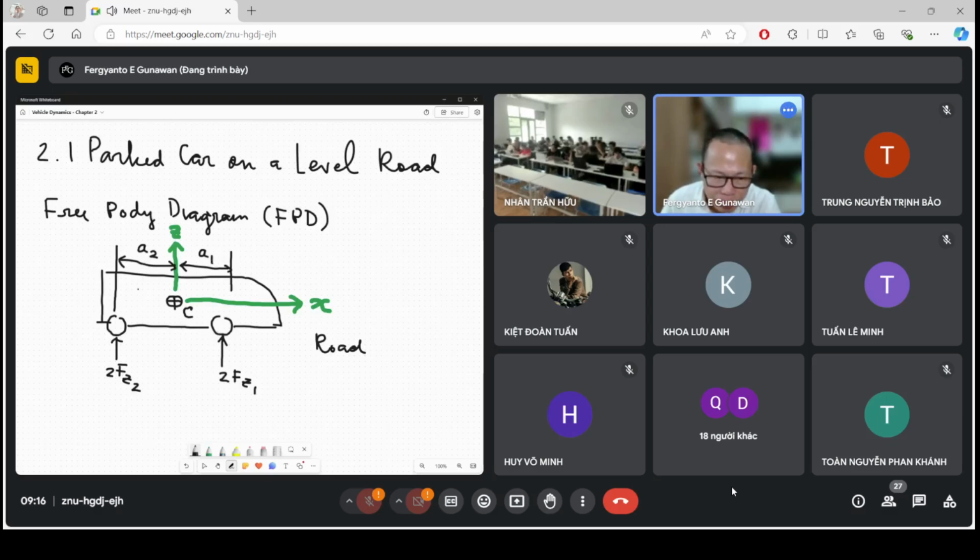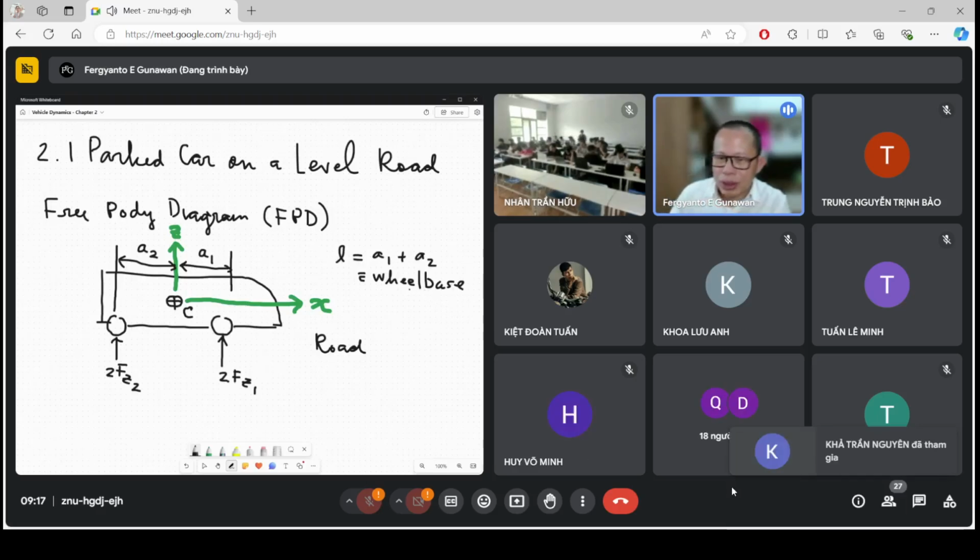And the total length, we are going to say L is A1 plus A2, and this L we call the wheelbase.